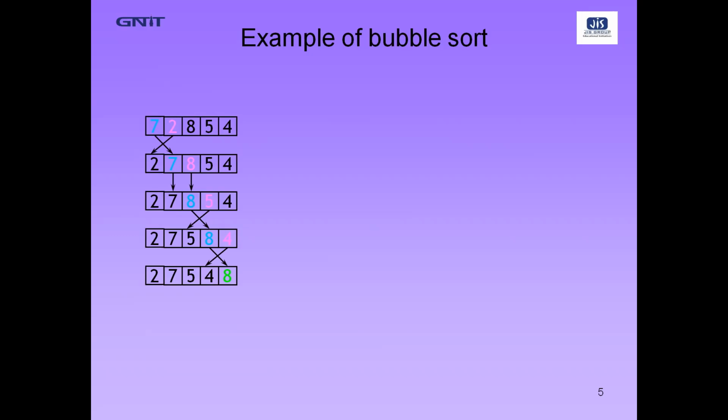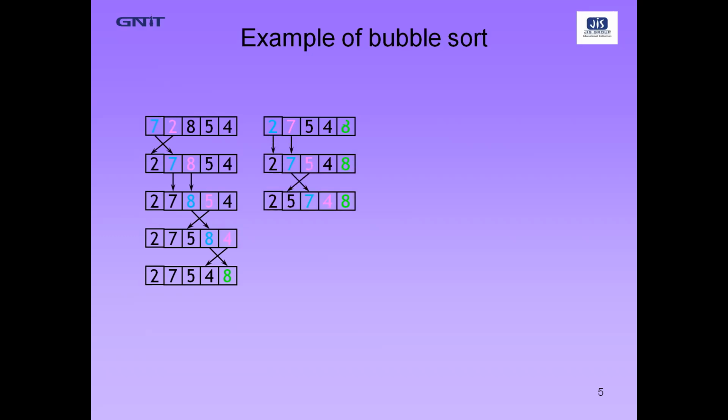So in the next iteration, no need to compare with the largest element. So in iteration 2, again we have to start from the first 2 elements comparison operation, that is P1 compared with P2, and as P1 is less than P2, that is 2 is less than 7, no need to perform the swapping operation.